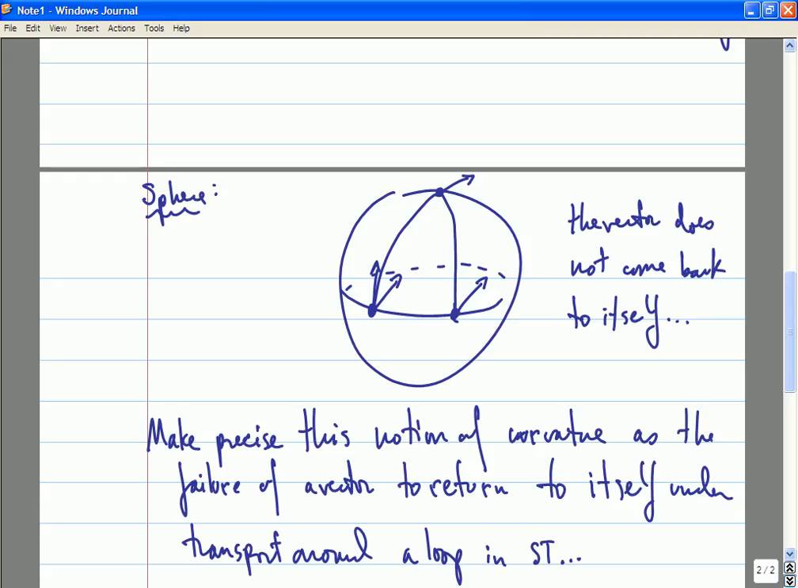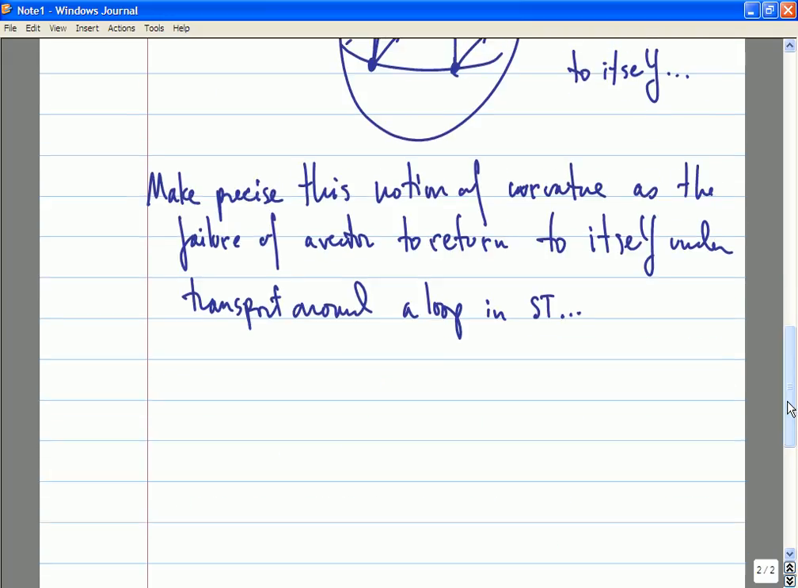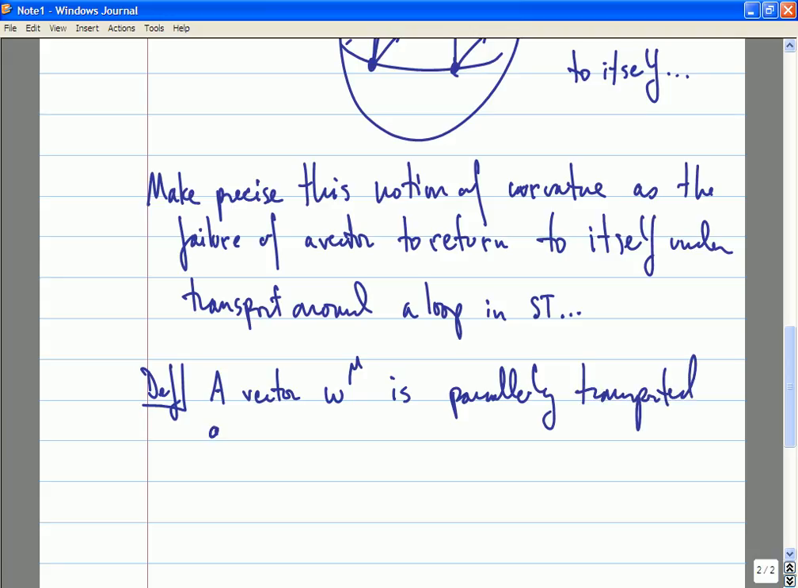Okay. So the first thing that we have to define is the precise notion of the transport of a vector along some curve through spacetime. This is the following definition that I would like to give for the transport of a vector along a curve. Let's imagine that we have some world line x^μ(λ) and some vector w^μ. Then we will say that this vector w^μ is parallelly transported around a curve or a world line x^μ(λ) if the following condition holds.